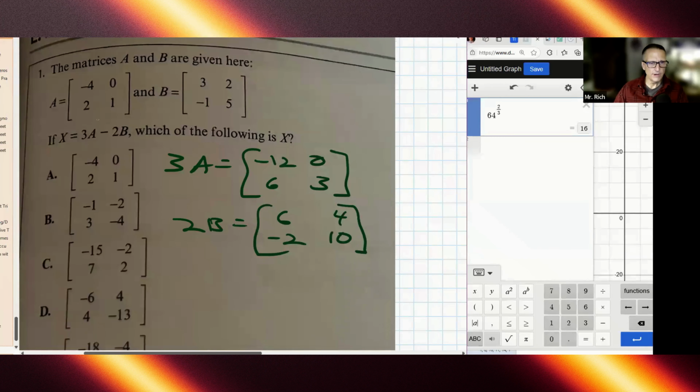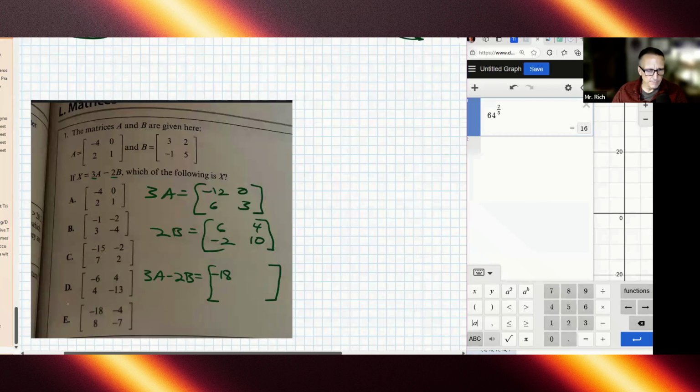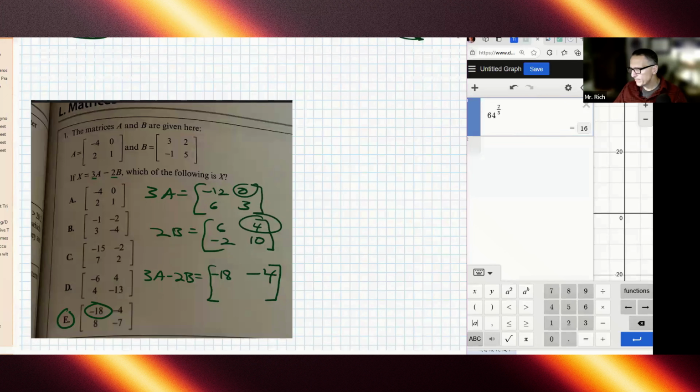Now I need to subtract them, right? It says 3A minus 2B. So what I do to find 3A minus 2B is I just subtract their corresponding elements. You would probably figure this is what you would do, and it is. Distribute the 3, distribute the 2, now subtract the corresponding elements. Negative 12 minus 6, negative 18. I probably don't need to go any further. 8E is going to be my answer. It's got the negative 18. Now, I'll do one more just to check and make sure. 0 minus 4. I'll go with the negative 4. Now I am 99.9% sure that I got it right. That is how you do that problem.